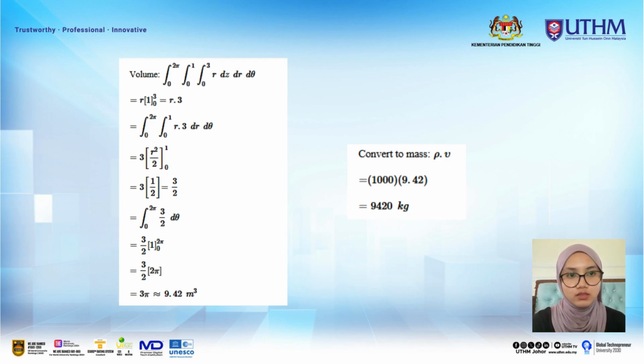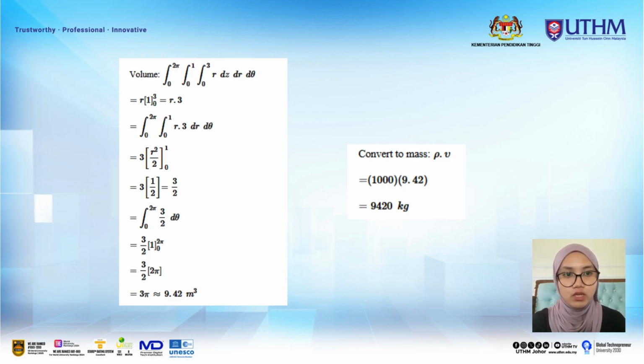We solve the integral in 3 steps. First, we will integrate over Z. Next, we integrate over R. And the last one, we will integrate over angle, which is theta. And we will get the final answer for the volume is 3 pi, which is equal to 9.42 meter cube.